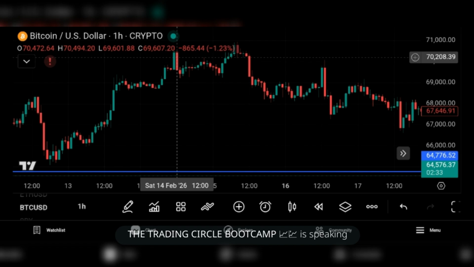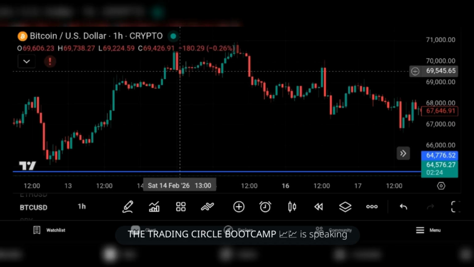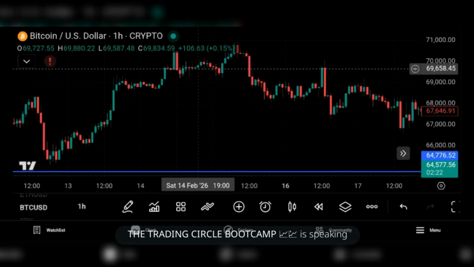Ranging market. That means the market is neither going up nor going down. The buyers and sellers are struggling to move the market. It's like 50-50. They are dragging like a tug of war.